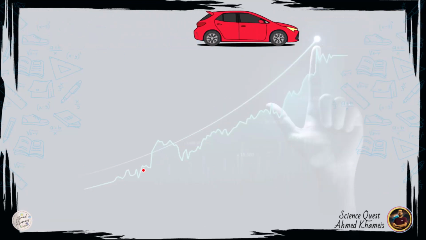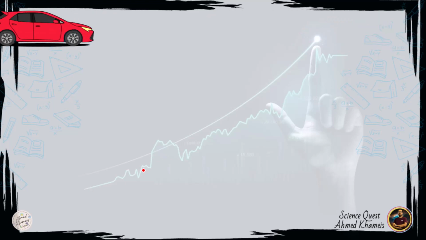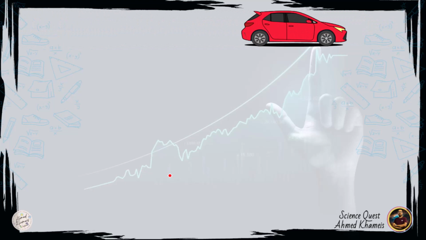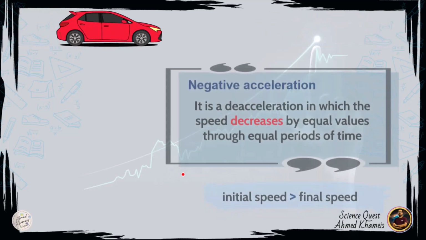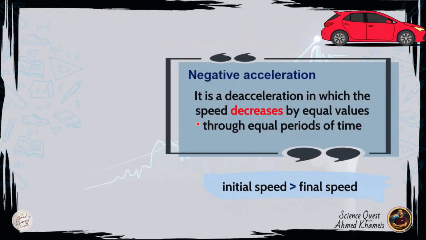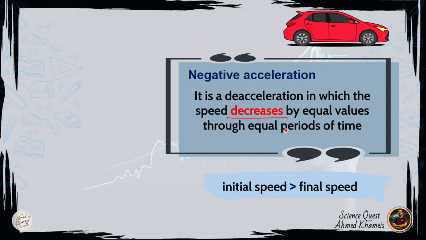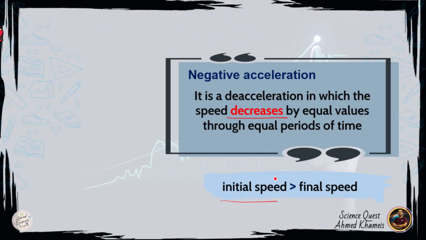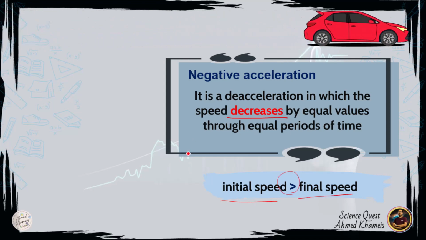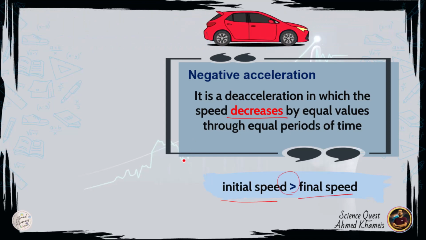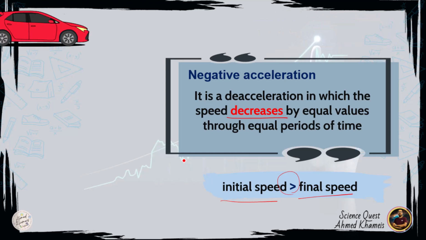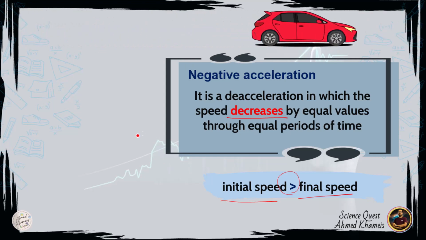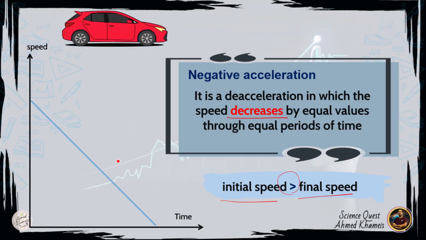As you see, the car speed decreases. So we refer to this as deceleration or negative acceleration, the acceleration in which the speed decreases by equal values through equal periods of time. In this case, the initial speed will be greater than the final speed. And because the speed decreases with increasing time, the relation between speed and time will be an inverse relation and represented like this.